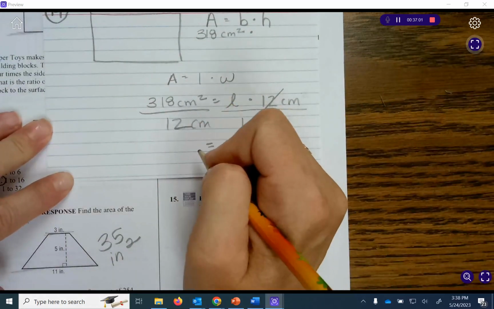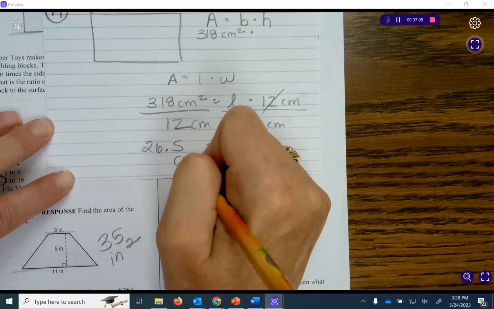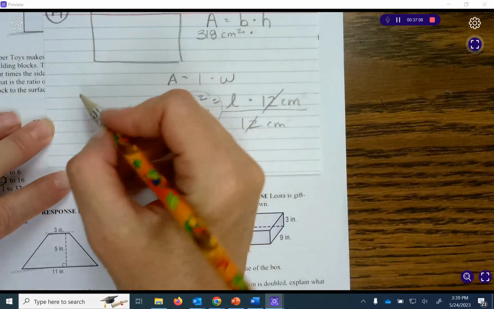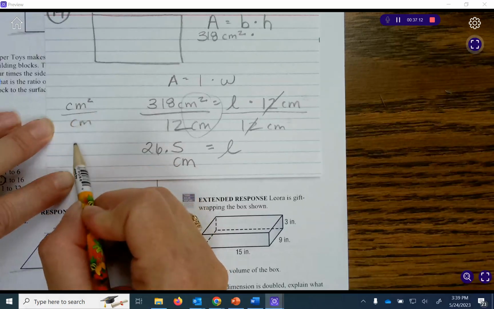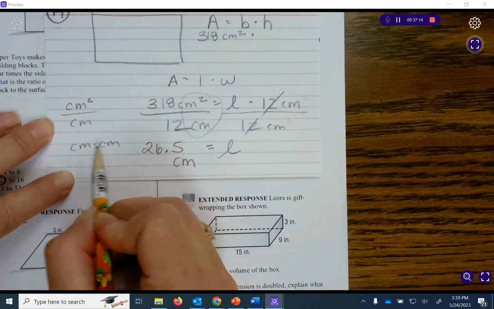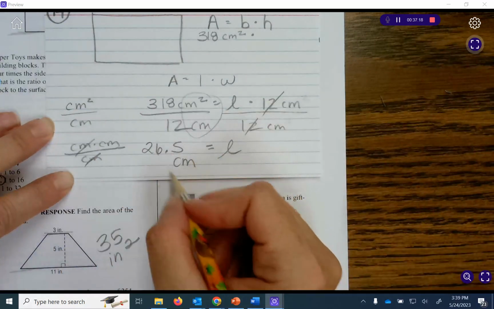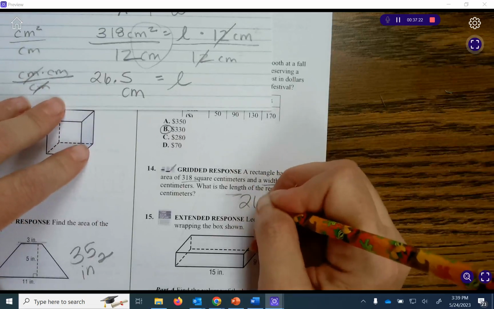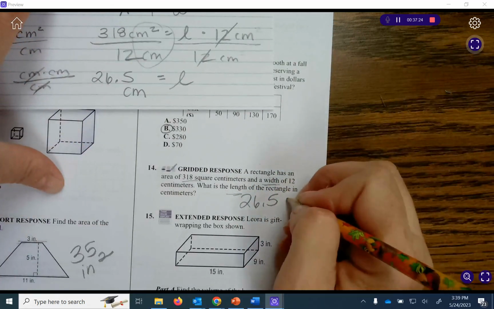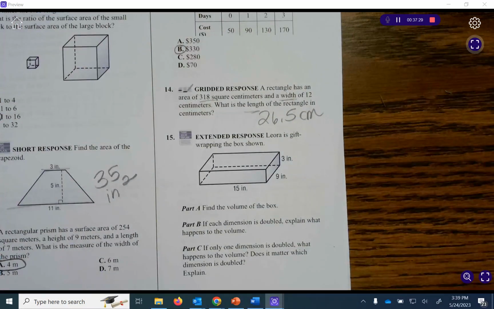And 318 divided by 12 is 26.5 centimeters. And again, right here, you have centimeters squared over centimeters, which is centimeters times centimeters over centimeters. They cancel each other out. So that's why I only have 1 centimeter left. So it's 26.5 centimeters is the length. Okay.